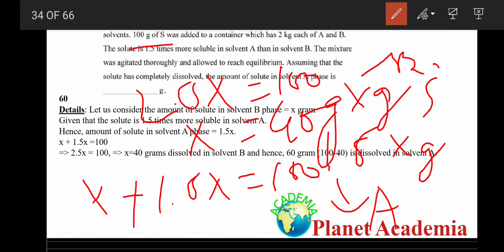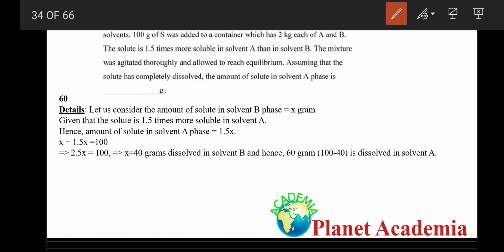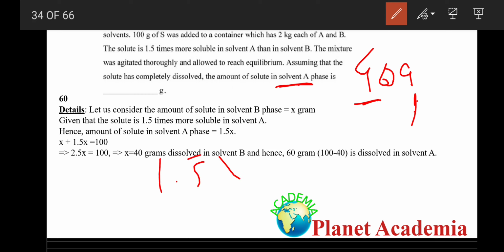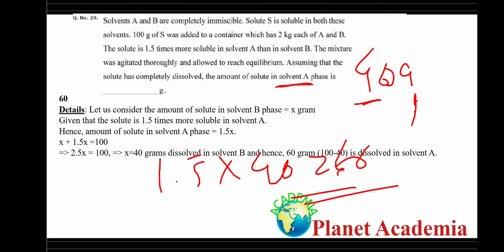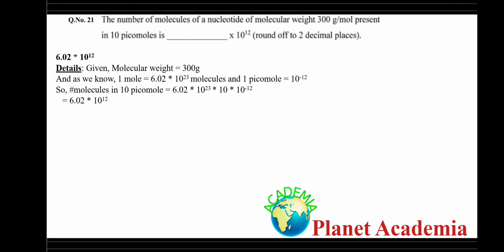So this 40 gram is dissolved in solvent B. And what is the question? The question is solvent A. What is the dissolved amount in solvent A? Then 1.5 into 40 equals 60. Answer. So till now, let's move. See question 21.